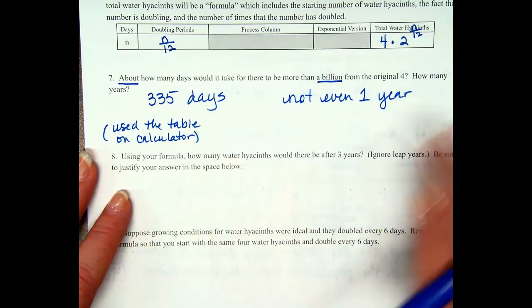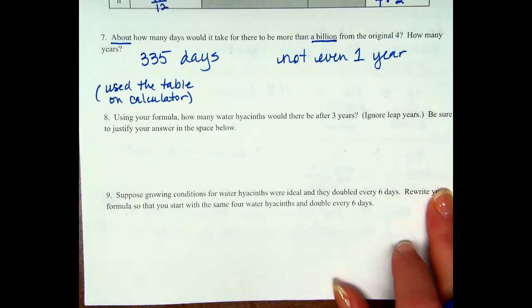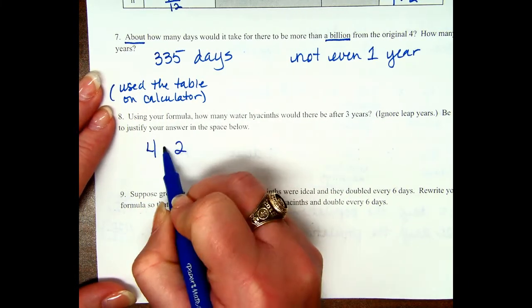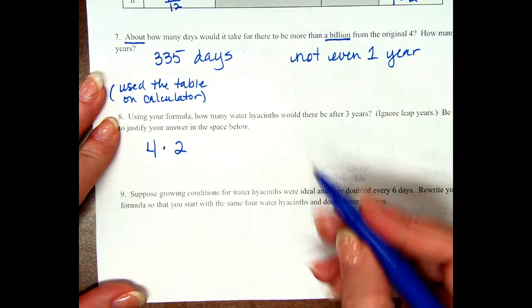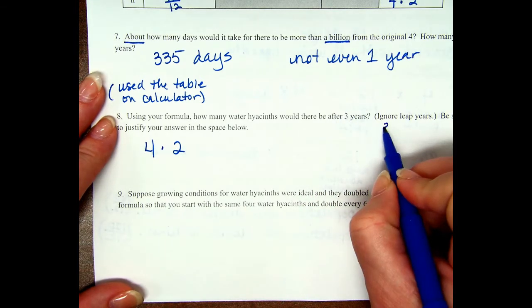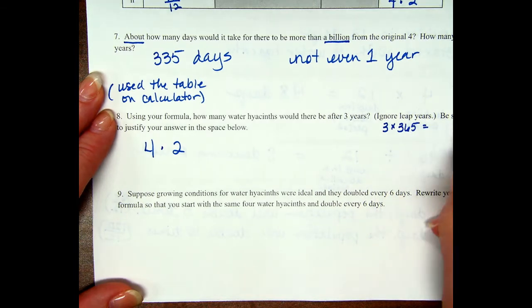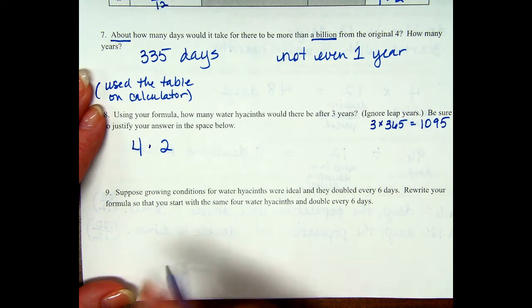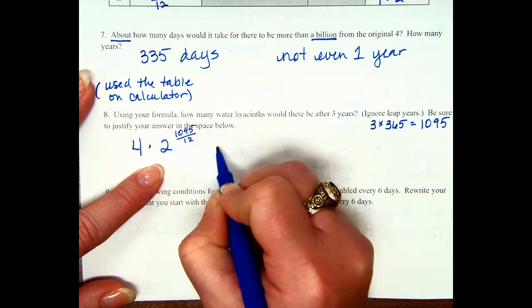Yeah. Okay. Using your formula, how many water hyacinths would there be after 3 years? Oh, geez. Okay, let's use our formula. So 4 times 2 to the what? Oh, I need n over 12, n being the number of days. All I know is 3 years. So 3 times 365? What is 3 times 365? 1095, thank you. So 4 times 2 to the 1095 over 12.